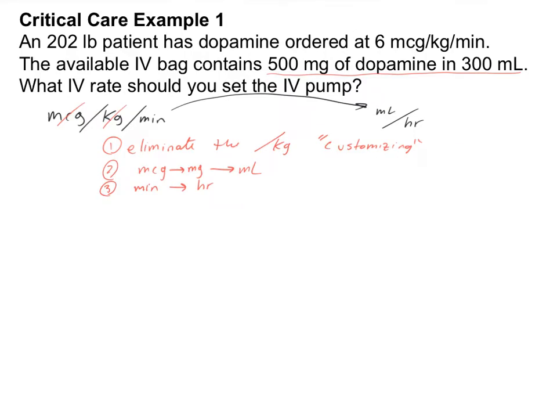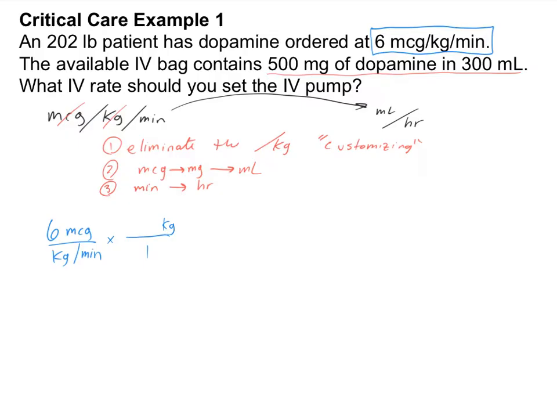I'm going to start by writing down what it is I want to convert, and that is the dose. The dose that needs to be administered: the patient needs to be given 6 micrograms per kilogram per minute. And when we're done with our dimensional analysis, we need to have milliliters per hour, so we need to first get rid of this per kilogram, and I can do that by multiplying by the patient's weight in kilograms.